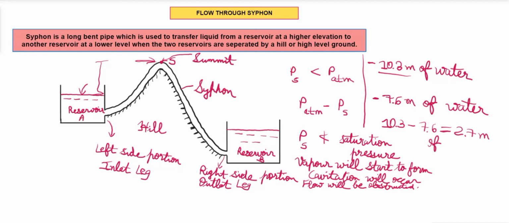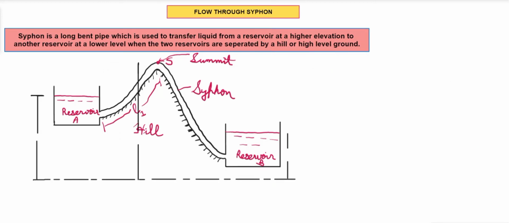If the value at the summit falls below this, then the dissolved air and other gases will come out and get collected at the summit, and the flow of water will get obstructed. Now we'll be deriving the equation for the length of the inlet leg. Here I'll just denote it in the diagram. Starting from here to here, this is the length of the inlet leg, which I am denoting by the symbol L1. In order to find this L1, we'll be applying Bernoulli's equation from A to S.